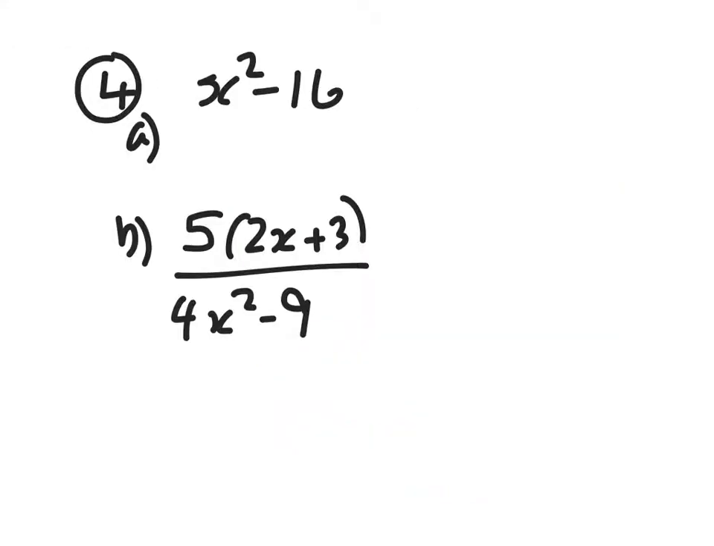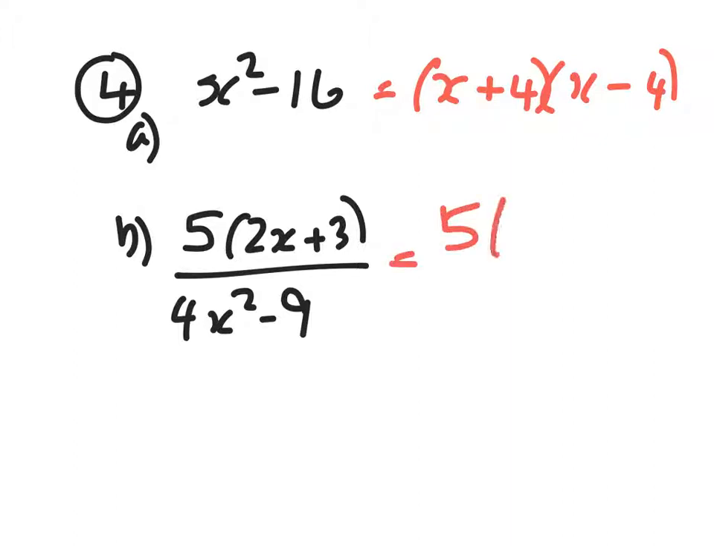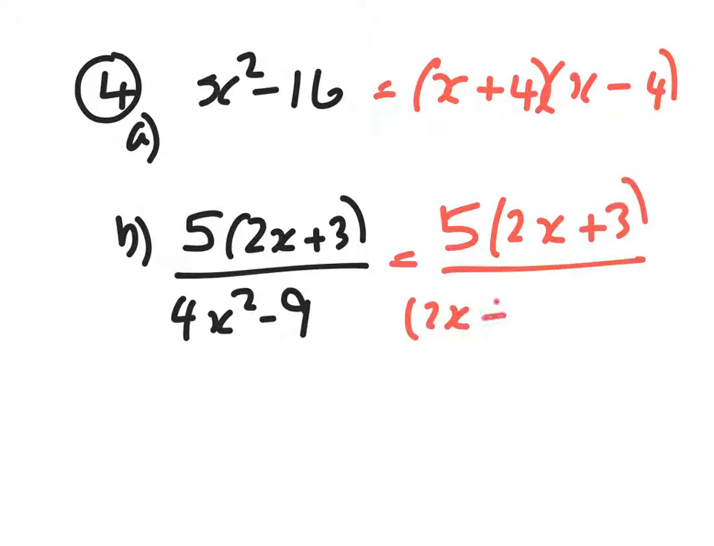Question 4. Factorise x squared minus 16. Well, that's just a difference of squares. So that's x add 4, x take away 4. Second one, do not remove the bracket, so keep that as 5 bracket 2x add 3. Factorise the bottom, it's another difference of squares. 2x add 3, 2x minus 3.